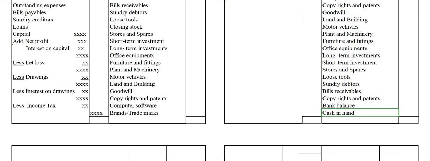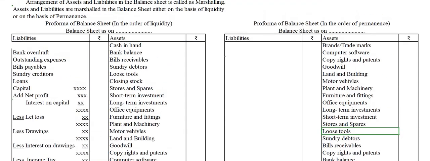See, one item from the last balance sheet we have missed here, closing stock. That closing stock can be written after loose tools, just above sundry debtors. Okay, so here on the liability side we will write the item capital.